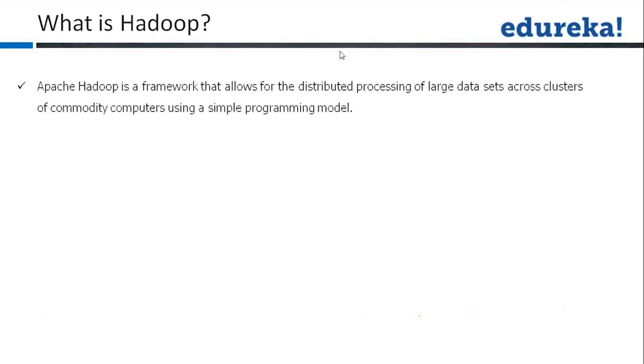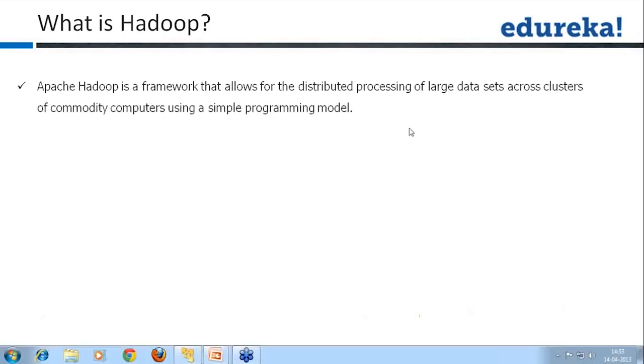I'll go with a formal definition of Hadoop, and I promise you that this is the last formal definition I will talk about in my whole life after this one. I hate formal definitions, but this time I had to put this in. So Hadoop is a framework that allows for distributed processing of large data sets running on commodity computers using a simple programming model. Now there are a few things which have to be noted here. That's why I put this definition.